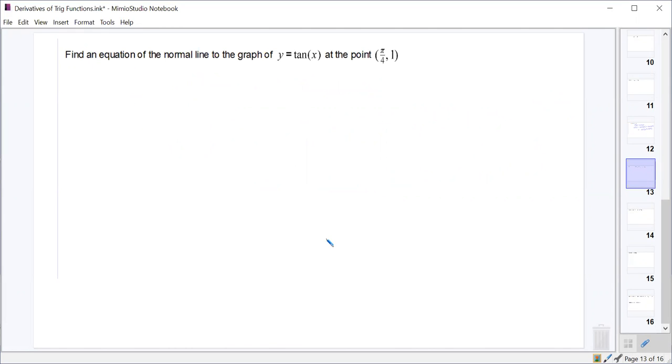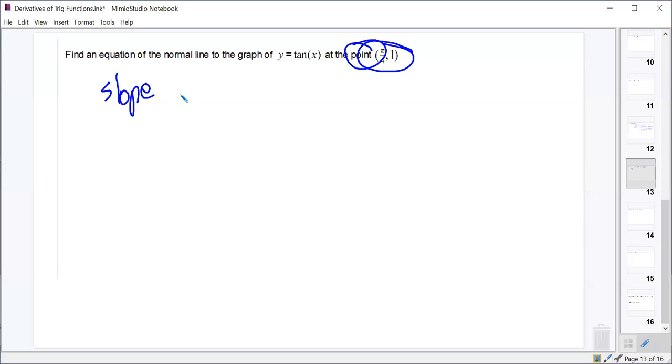All right, so let's apply this just a little bit. Let's find the equation of the line that is normal to the graph of y equals tangent x at the point pi over 4, 1. So if we're looking for the equation of a normal line, what are the two things we need? We need a tangent line. Well, we need the slope of the tangent line, right? Anytime we need to write an equation of a line, we need a slope and we need a point, right? We got the point as pi over 4, 1. We need to find the slope.